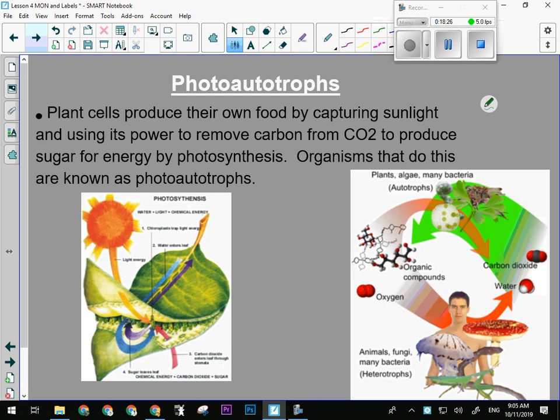If you are not a chemoheterotroph, you are a photoautotroph, which means light self-feeding. They use light to feed themselves. Photoautotroph. So anything that is an autotroph can feed itself. A photoautotroph can feed itself using light.